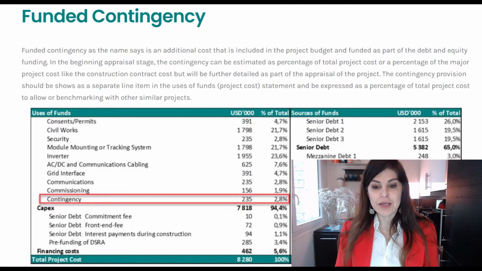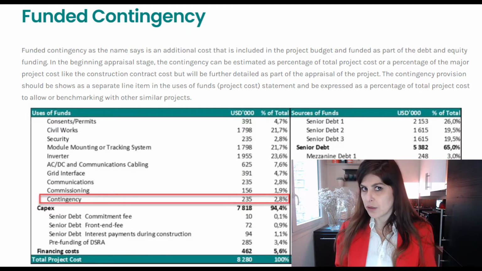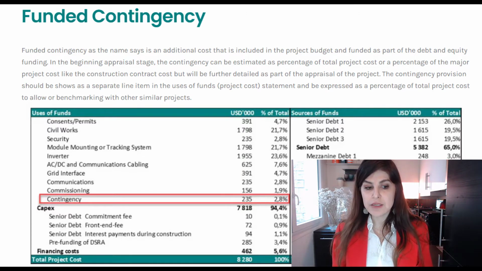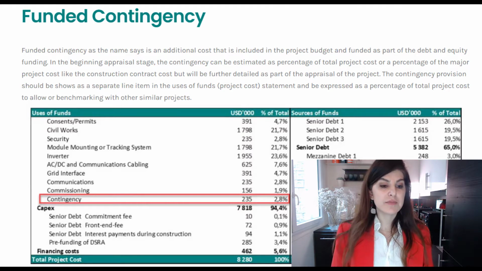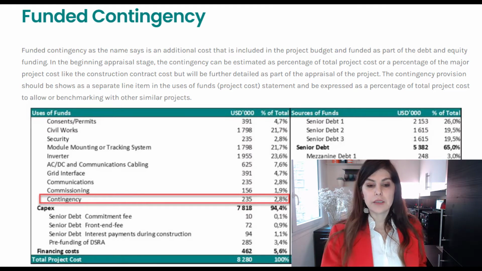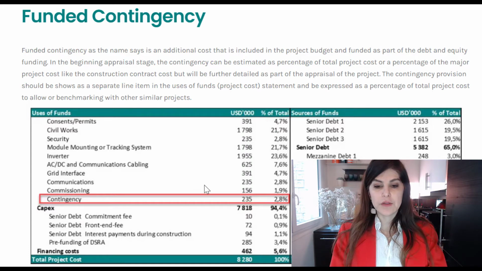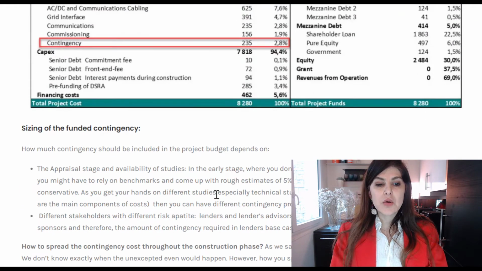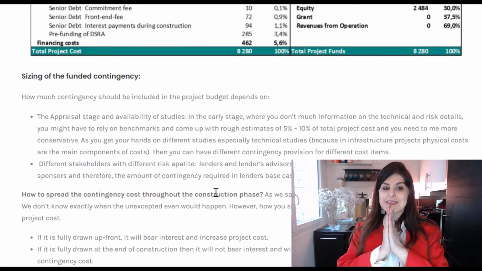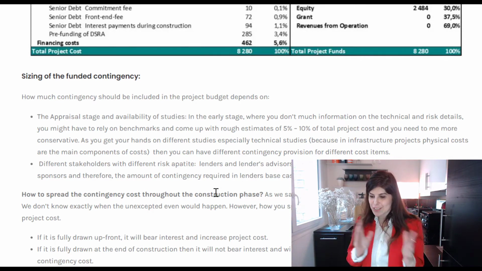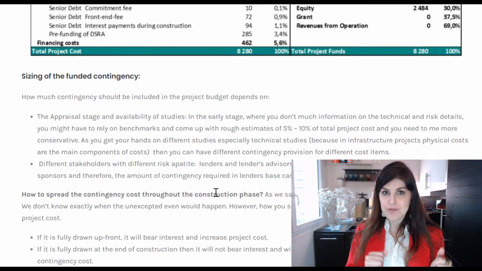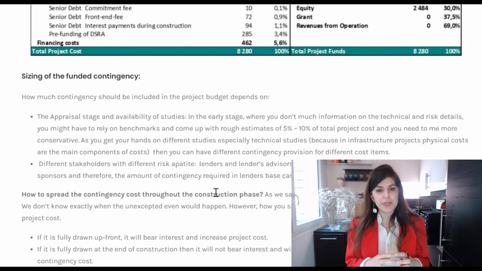And here, as you can see, I have an example of a summary sources and uses of funds. As you can see, the contingency provision is highlighted, and you can clearly see how much contingency provision has been devoted for this project. Okay, so regarding the sizing of the contingency, I think I already touched on that, about the risk appetite of lenders and sponsors. However, let's just wrap it up.